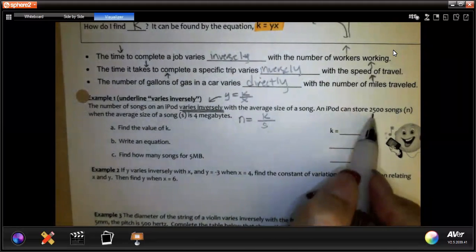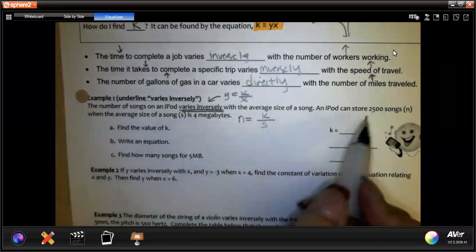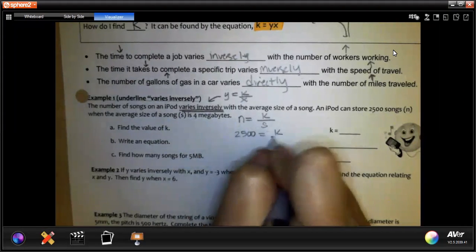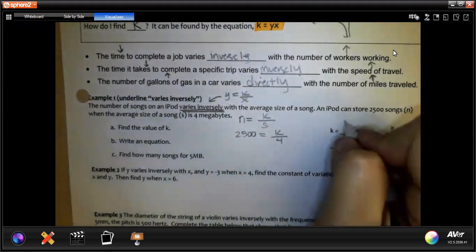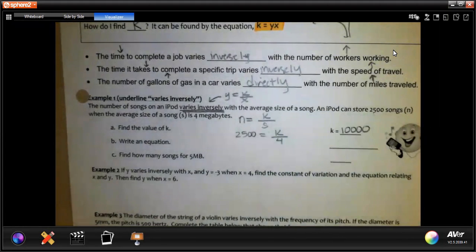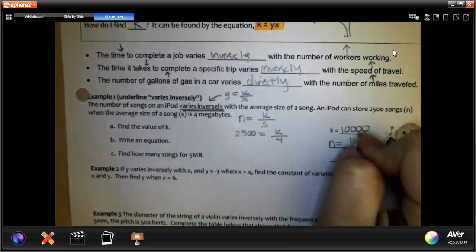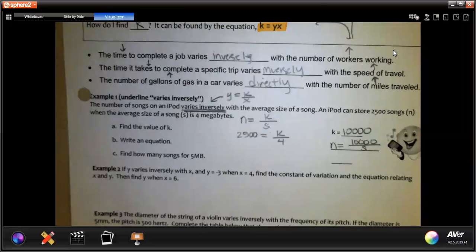So I would go ahead and multiply this 2,500 times 4 to find that K, because 2,500 is the number of songs and the size is 4 megabytes. So we get our K is 10,000. It's important that you get that K so that you can write the equation, because again, that K is not a variable, it is a number. So our equation would be N equals 10,000 over S. That's the equation when you plug that K back in.